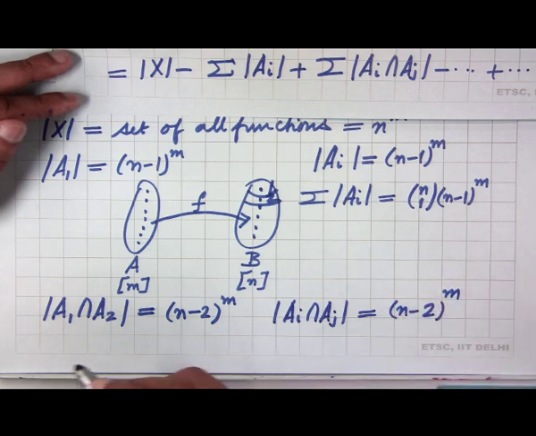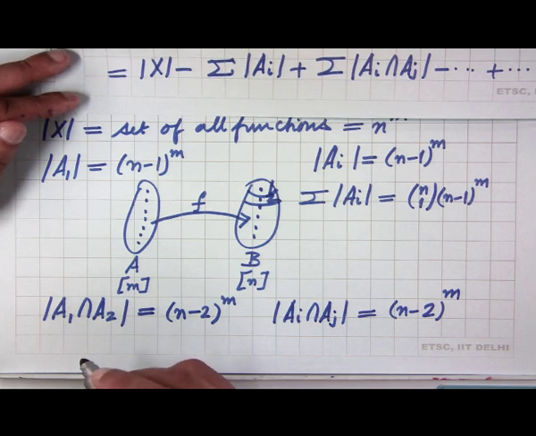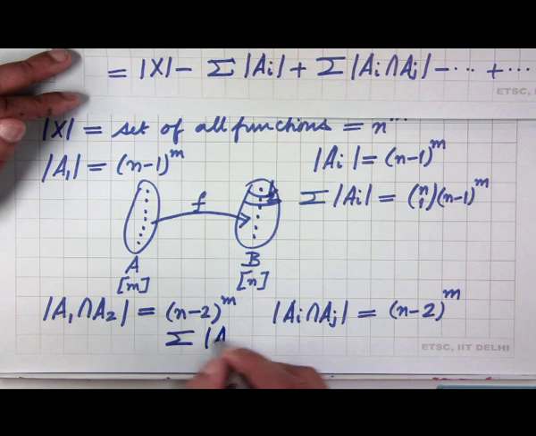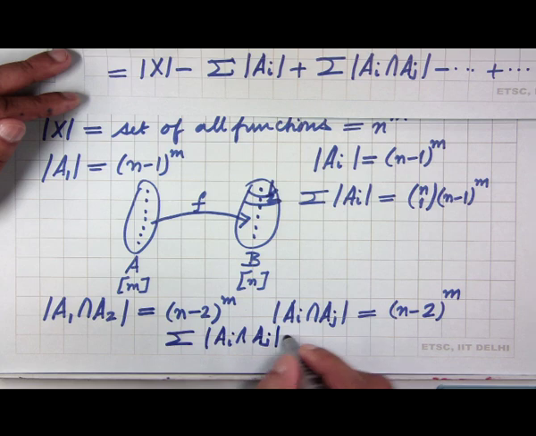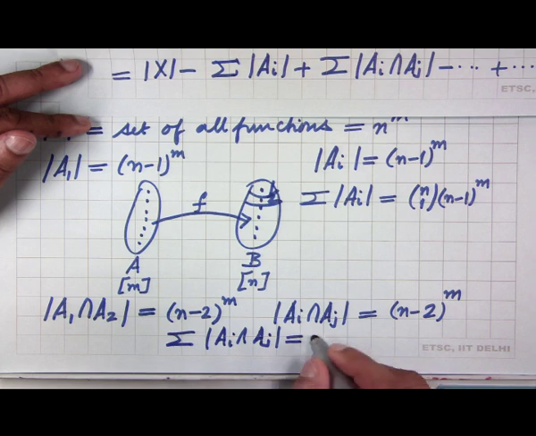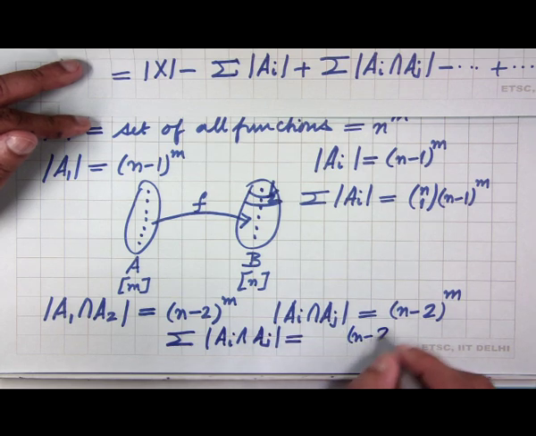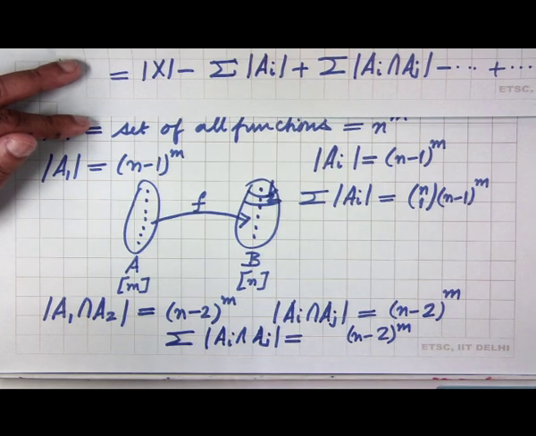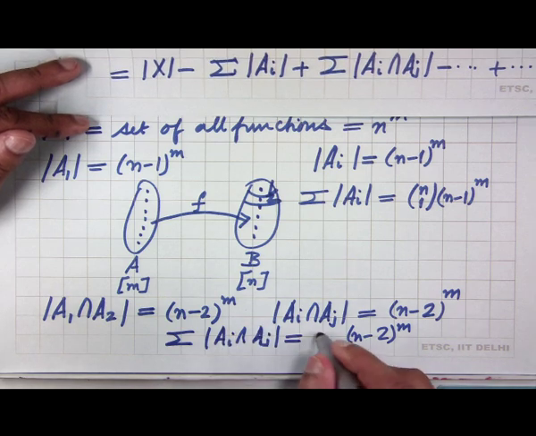And therefore, the cardinality of A_i intersection A_j is n minus 2 to the power of m. What is therefore the contribution to the sum of A_i intersection A_j? This is n minus 2 to the power of m multiplied by the number of ways in which I can choose these two sets A_i and A_j distinct from the n sets, and that is simply n choose 2.